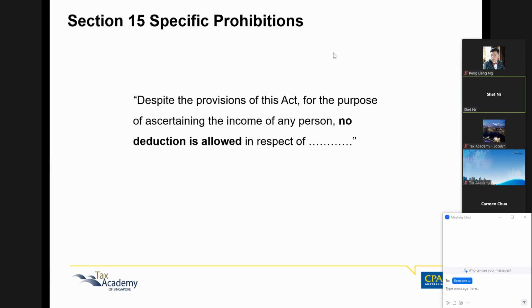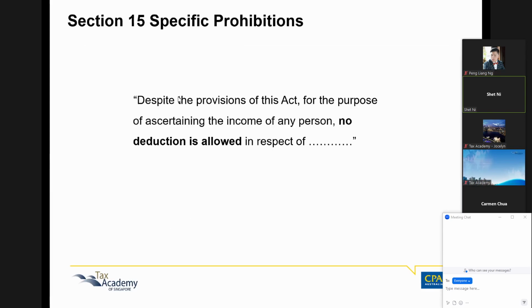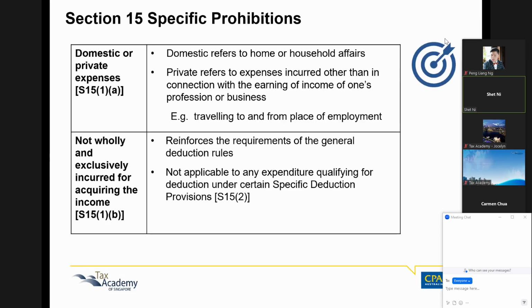Last week we stopped at the part on deductible expenses. This week we'll continue with non-deductible expenses. Non-deductible expenses is a specific provision under Section 15, and it says no deduction is allowed in respect of certain items. We'll go through some of the more common ones under Section 15 of the specific deductions.